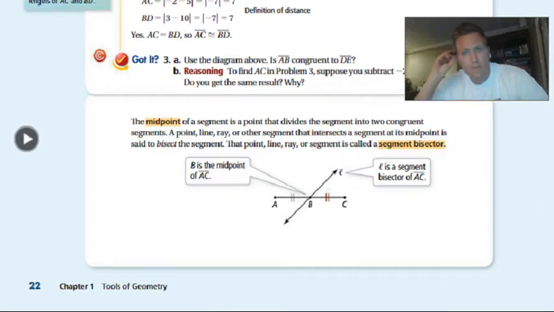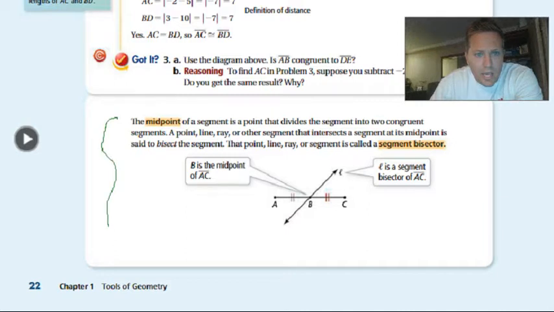Alright, next thing that we are going to write down, I would write down all this, our definition, and I would even draw the picture. The picture would be very helpful. So it says the midpoint. The midpoint right here of a segment is a point that divides the segment into 2 congruent segments. So the midpoint is the middle.